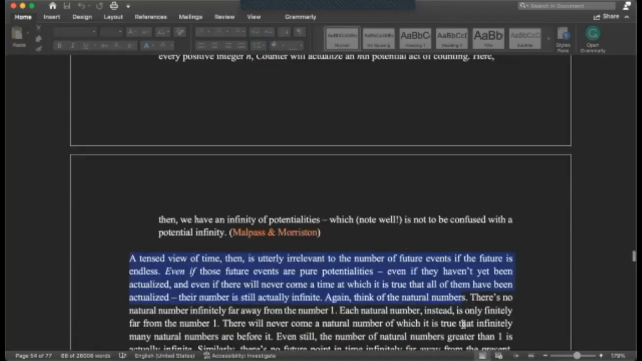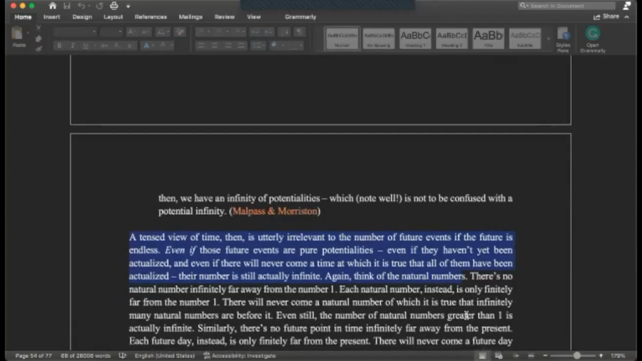Again, think of the natural numbers. There's no natural number infinitely far away from the number 1. Each natural number instead is only finitely far from the number 1. There will never come a natural number of which it is true that infinitely many natural numbers are before it. Even still, the number of natural numbers greater than 1 is actually infinite.